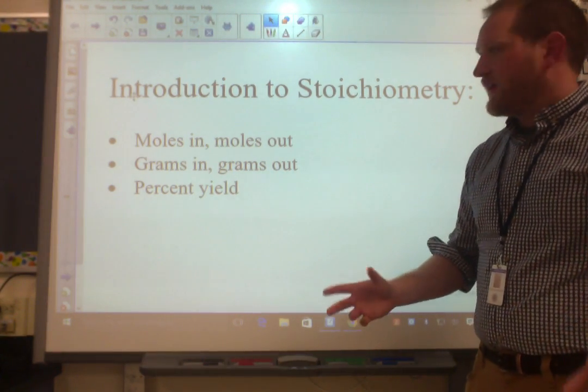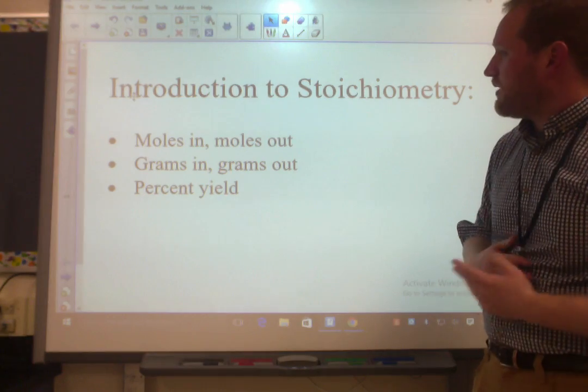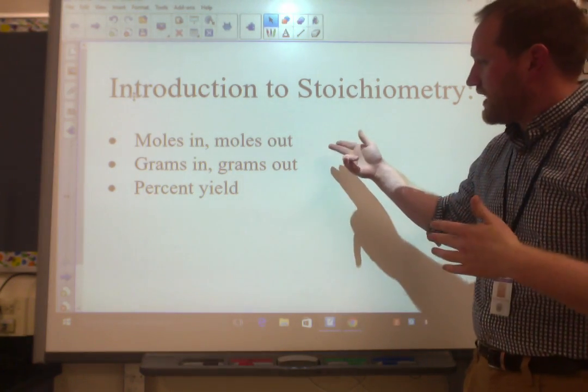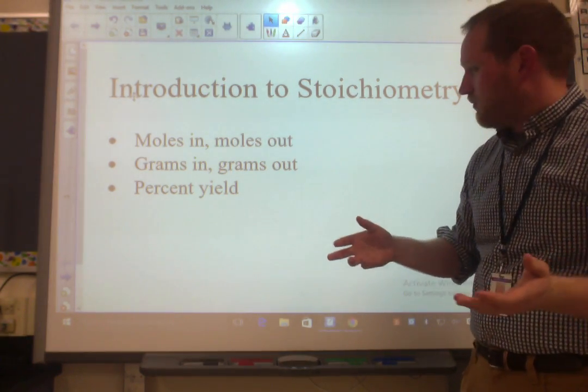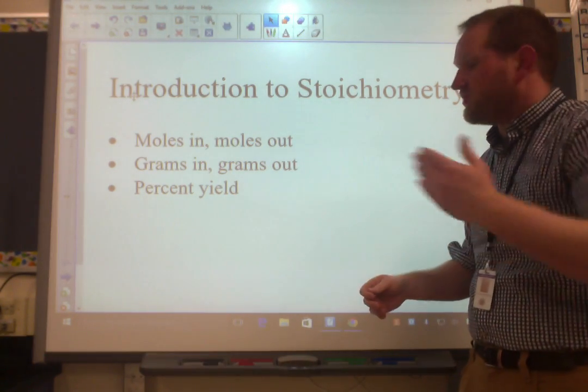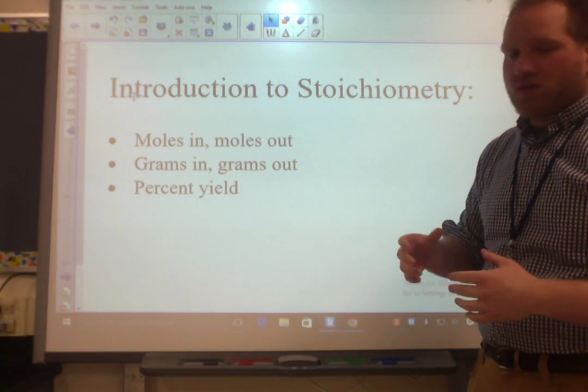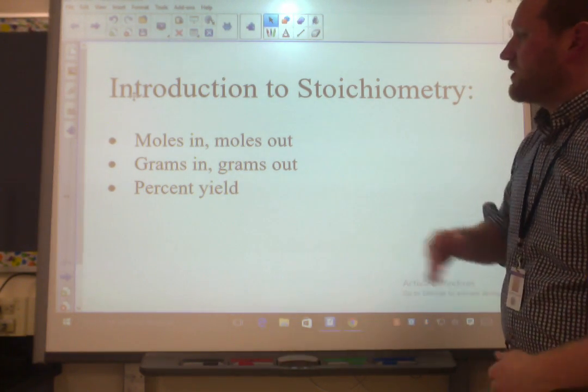Okay, so we're starting Unit 8. This is the introduction to stoichiometry. I'm going to deal with three types of problems here. What I call moles in, moles out, which is like mole ratio problems. Grams in, grams out: I tell you how many grams go into a reaction, you tell me how many grams come out. And percent yield. Unit 8 also covers limiting and excess reactants, but I'm not going to do that in this video.